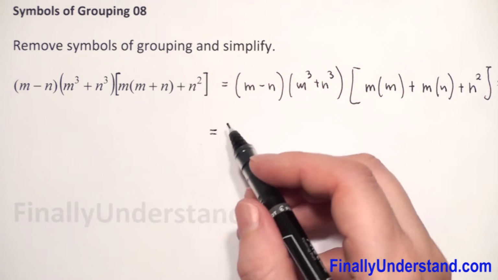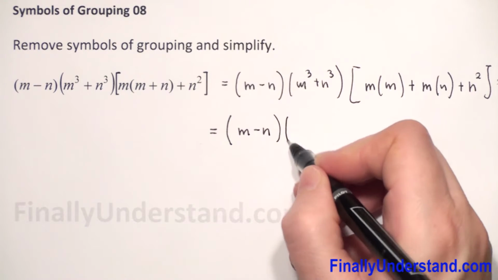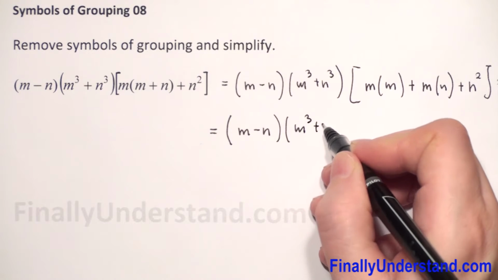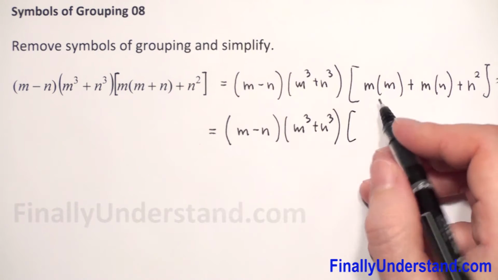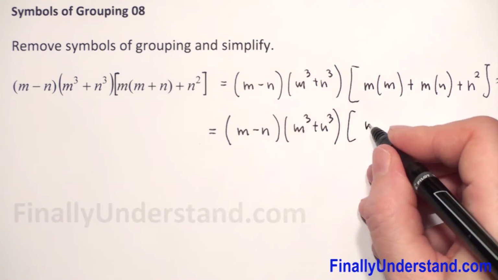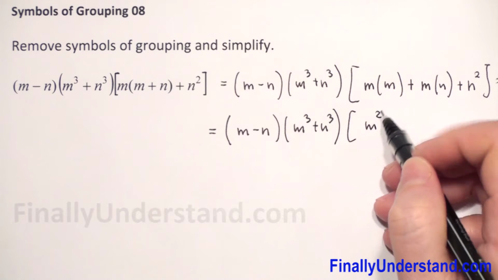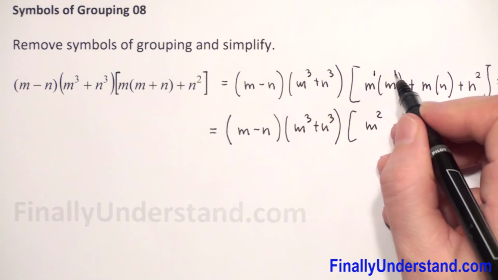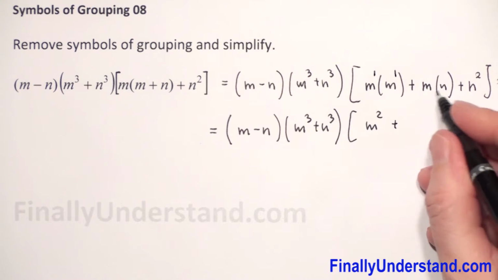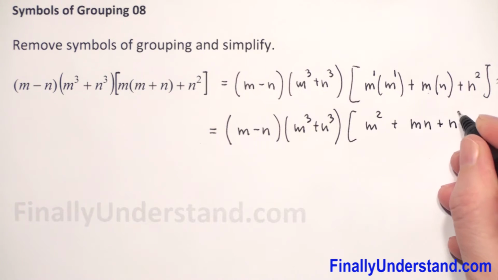So this is equal, and I will copy m minus n times m cube plus n cube. And now in the brackets we have m times m, so this is m square. And when we have the same variable, we copy the variable and we just add exponents. When we don't have one, it's always an invisible 1. 1 plus 1 is 2. Next we have m times n, so we have to copy, and we have plus n square.